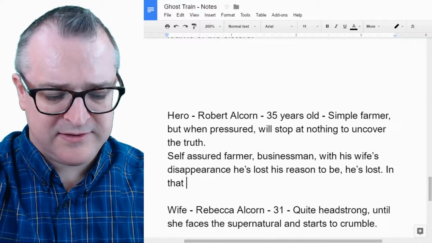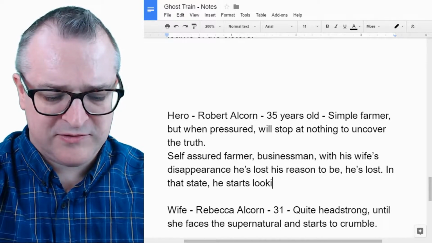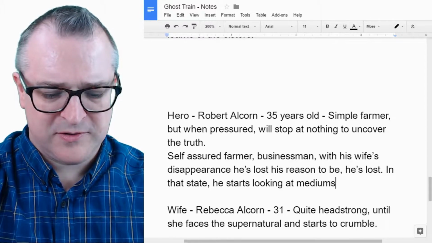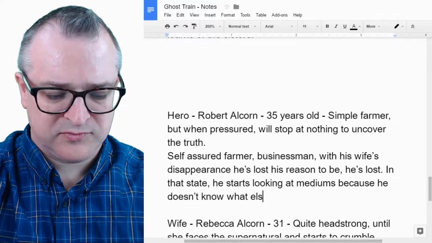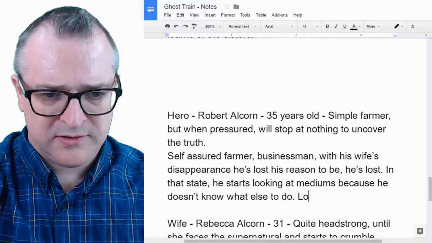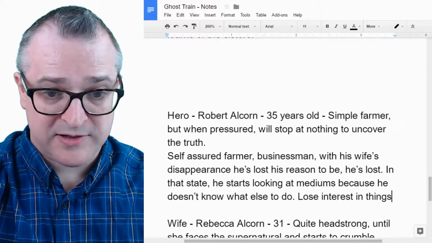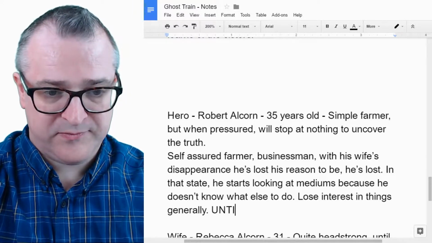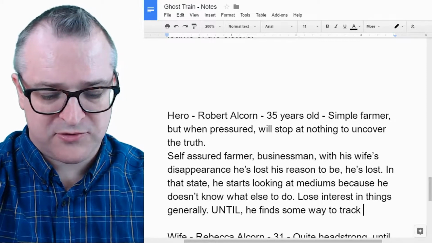And in that state, he starts looking at mediums and the clairvoyants, because he doesn't know what else to do. So he's probably going to lose interest in the farm. He's going to lose interest in things in life generally, until he finds some way to track the train.